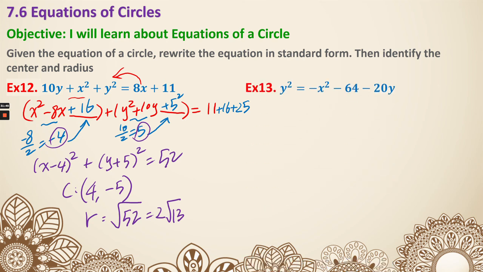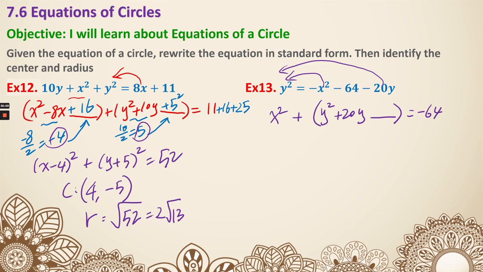Next, number 13. X squared needs to go to the left, the y needs to go to the left, so I have x squared. Well, you see we don't have an x, so x squared is just going to be by itself. Plus y squared plus 20y. I still have a blank right here. The right side is -64. I don't need to do anything with my x squared, but I still need to do my y squared.